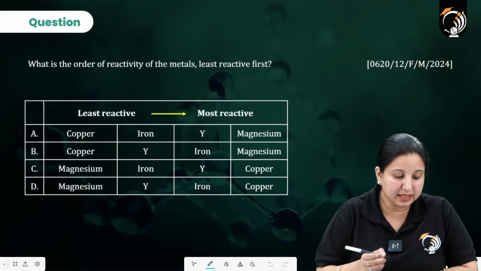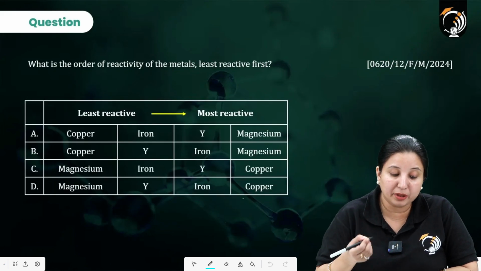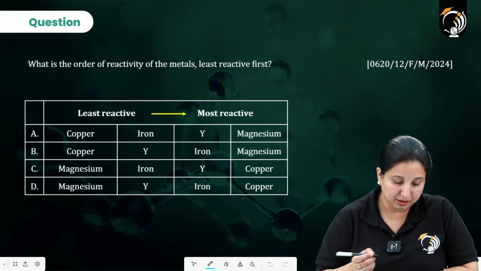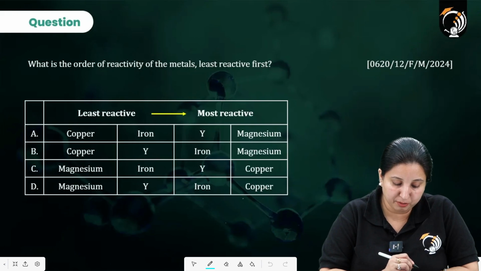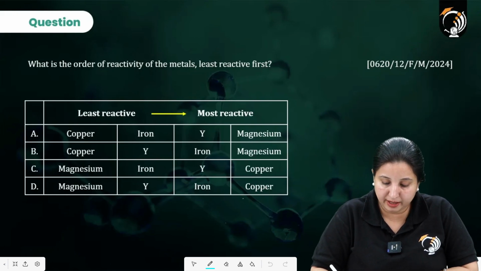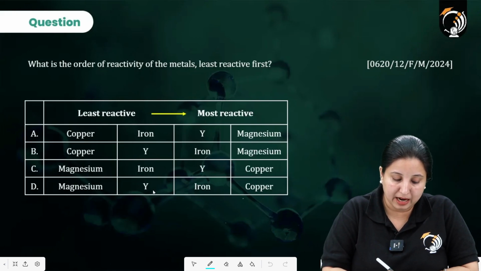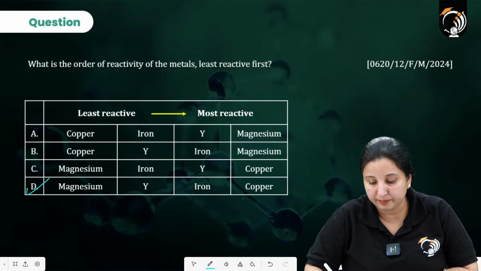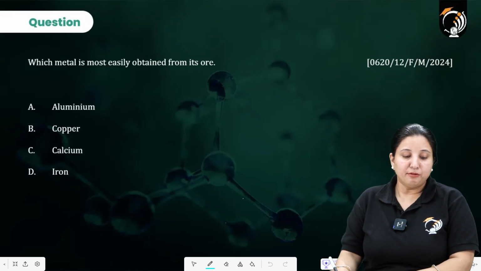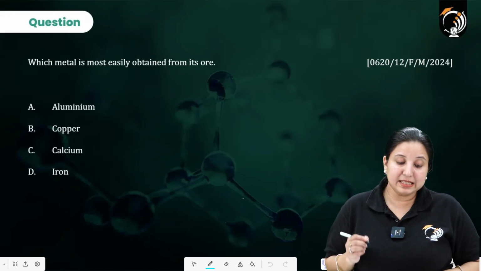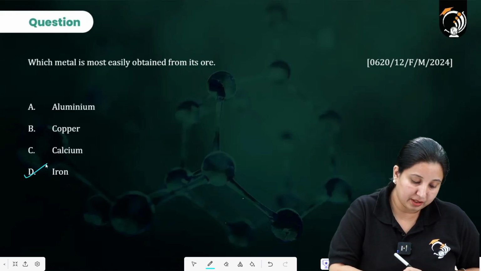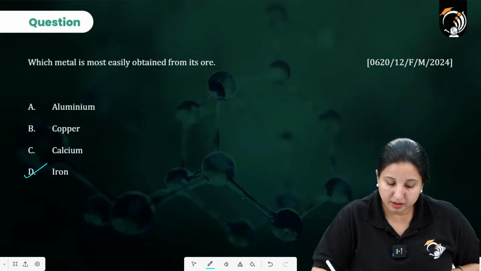Now the question is asking the order of reactivity of the metals, the least reactive first and the most reactive last. Magnesium is going to be the most reactive. Copper is going to be the least reactive, then Y and then iron. So option D is going to be the correct answer. Coming to the next: which metal is most easily obtained from its ore? It is the iron.